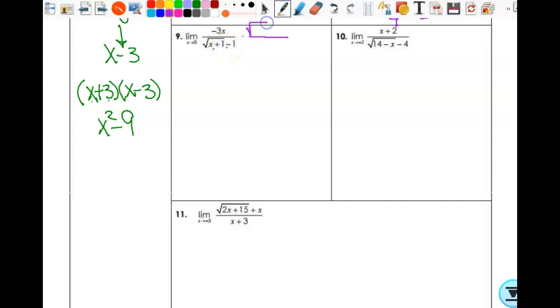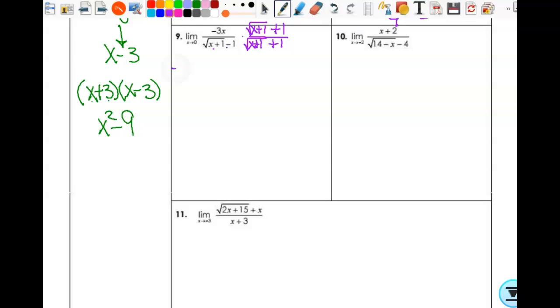So this is still the square root of x plus 1, but on the outside it becomes plus 1. And then I get square root of x plus 1, and then plus 1 on the outside. So just make sure you're changing the sign in the correct place. Okay? We okay with that?